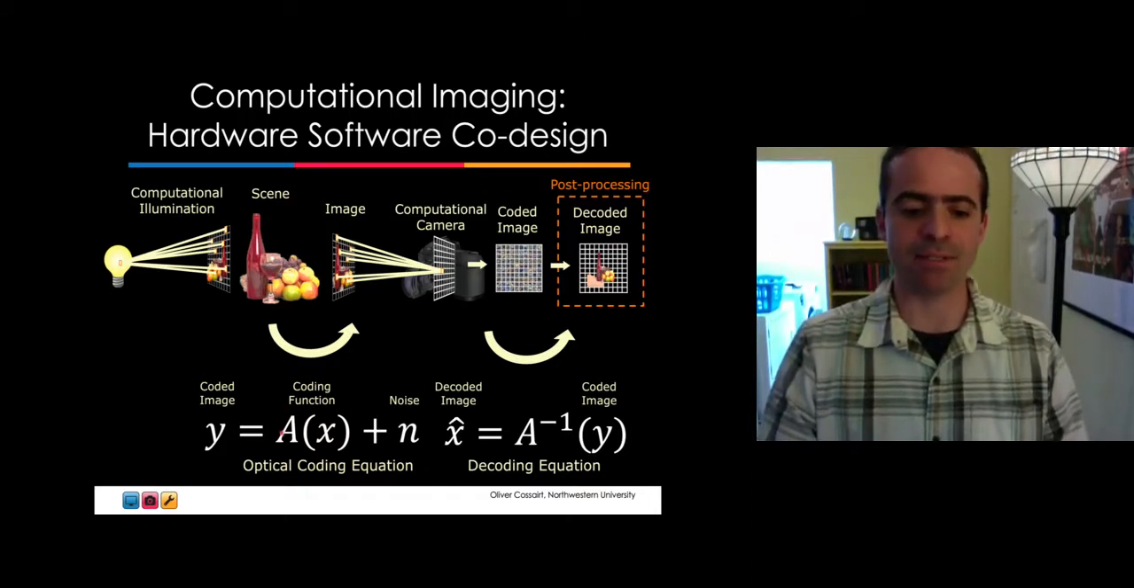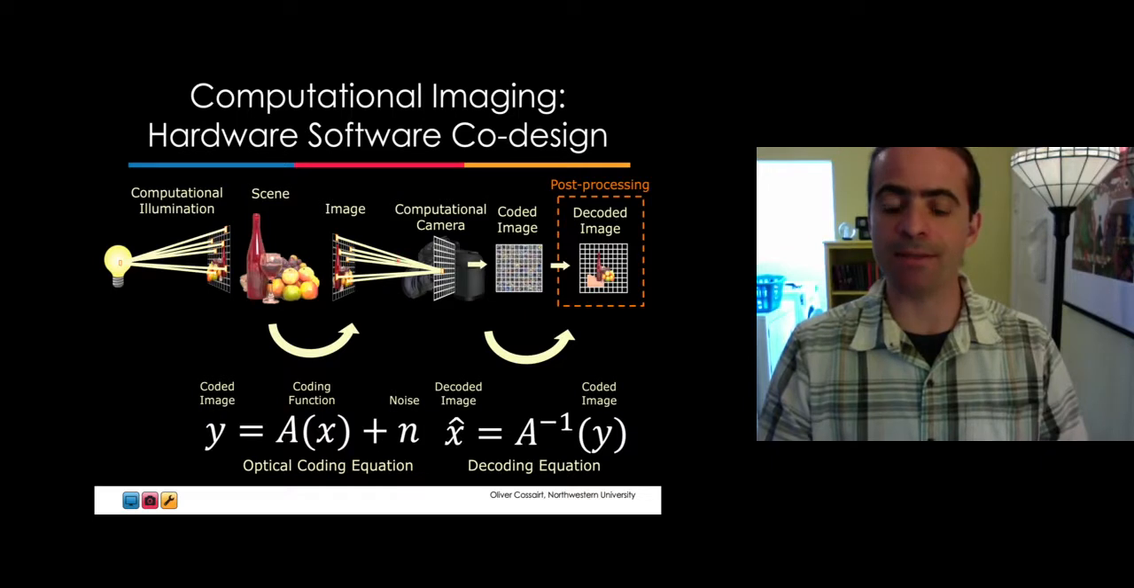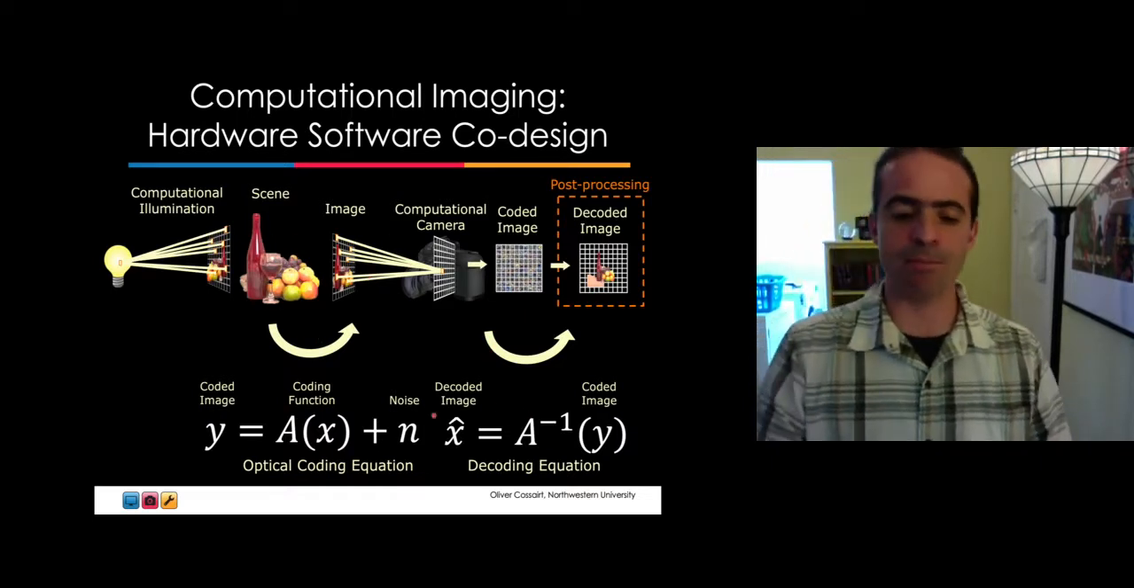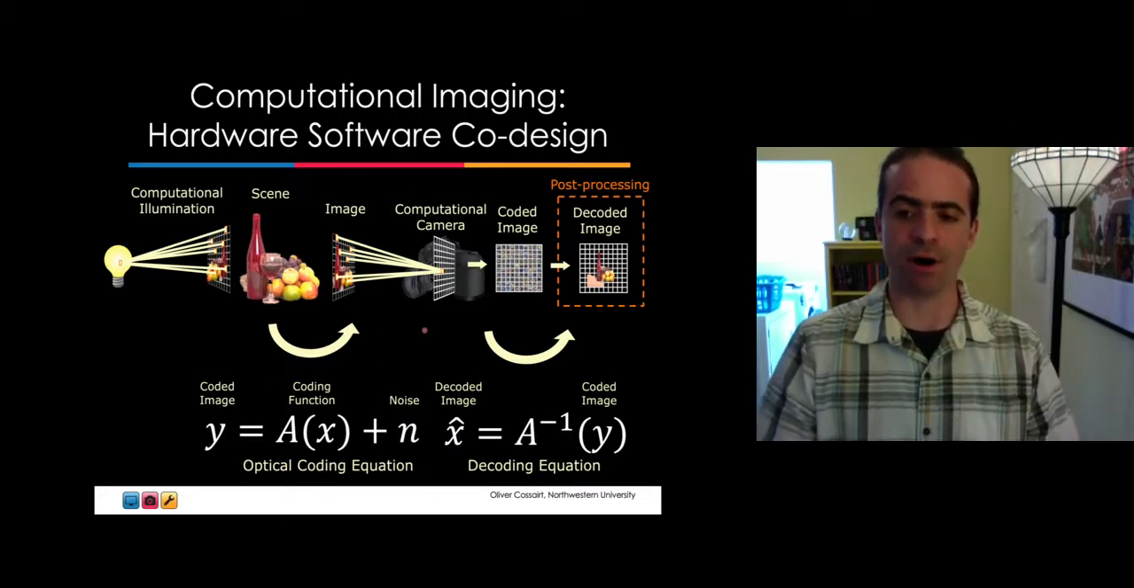The name of the game is to come up with good A functions that can be implemented realistically using physical devices, and to do it in such a way that we can come up with decoding software that works in conjunction with, and is optimized together with, the physical constraints of our optical system.